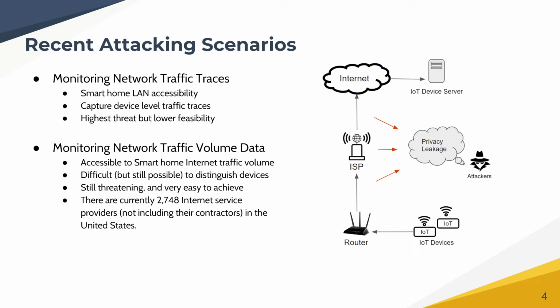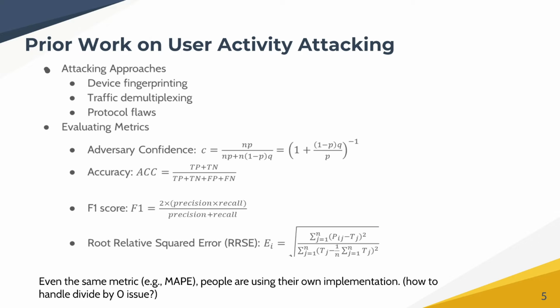So here we have an attacking scenario listed here. The on-path adversaries can capture your network traffic information through your router to the ISP and to the internet. And the on-path adversaries may have different kinds of monitoring approaches, including monitoring your network traffic traces or just monitoring the network traffic volume data.